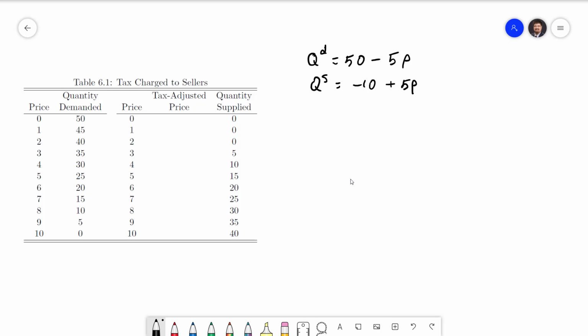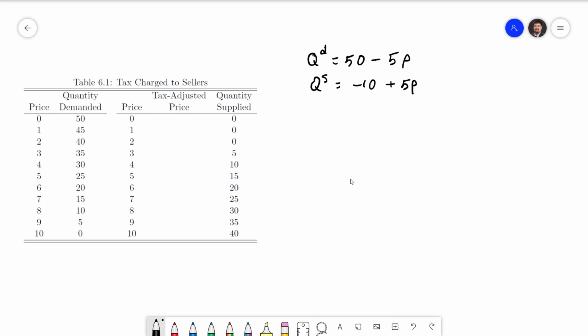Suppose the government wants to implement an excise tax of 2 per unit sold. There are two different ways to implement this. We can either charge that tax directly to the sellers, or we can charge it directly to the buyers. We are going to start with the sellers. This means that every time a unit is sold, the sellers have to send that tax money to the government.